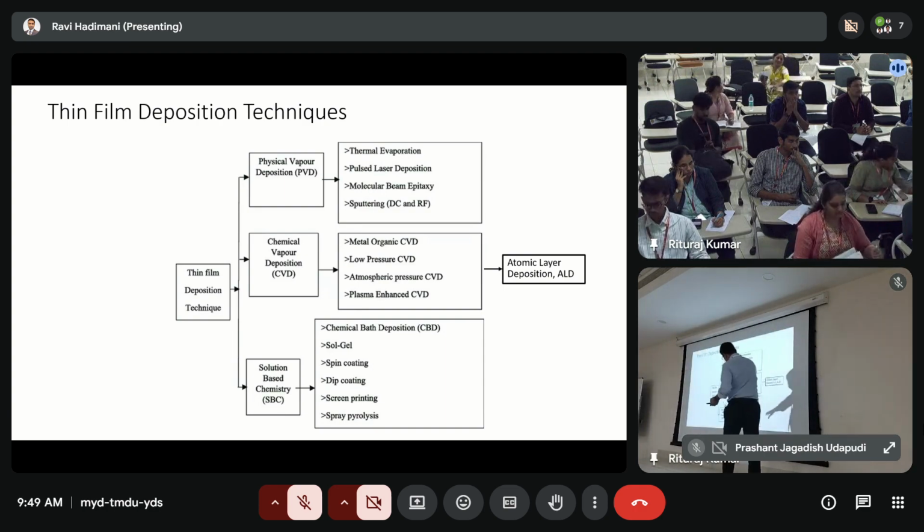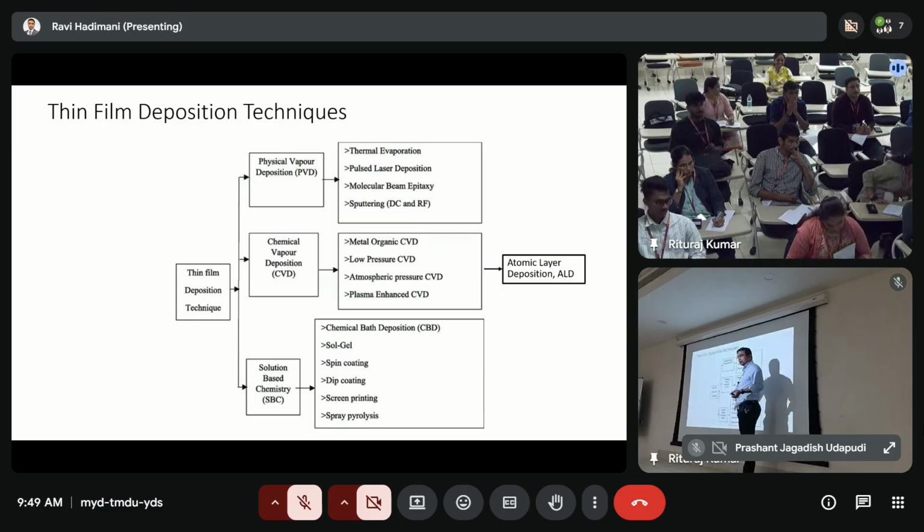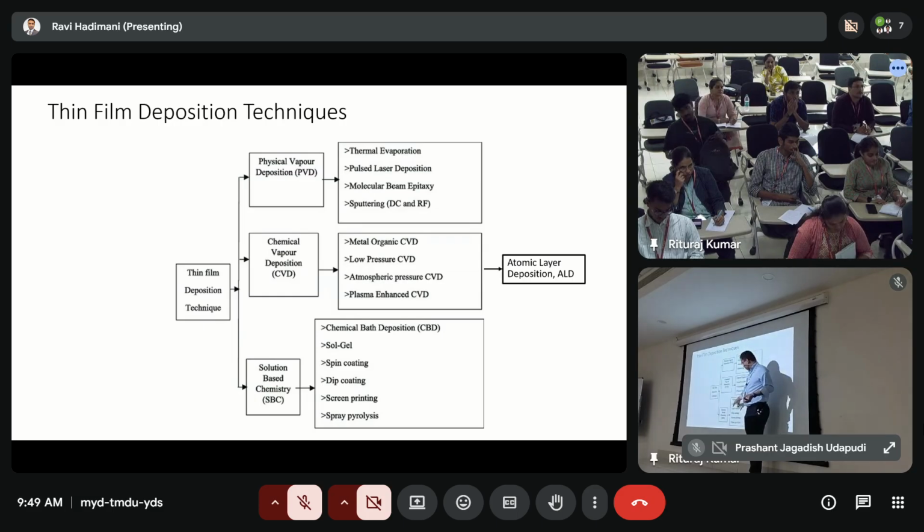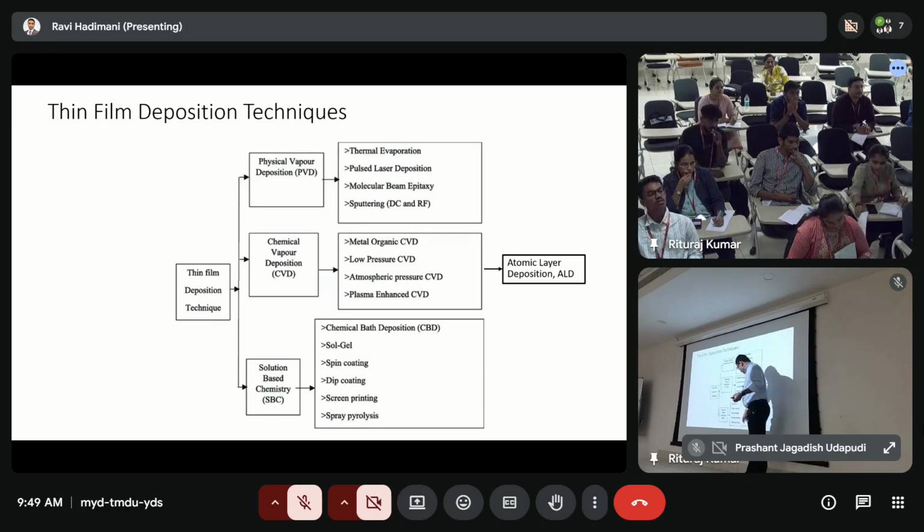Then spin coating is another one that is quite widely used, and then sol gel is a chemical reaction process in a not so sophisticated environment. So this is solution-based chemistry. There is also spray pyrolysis.